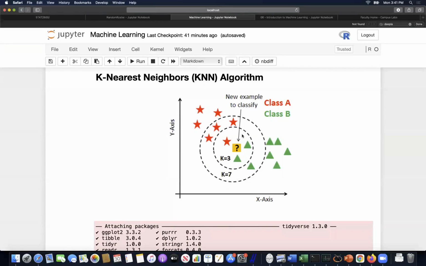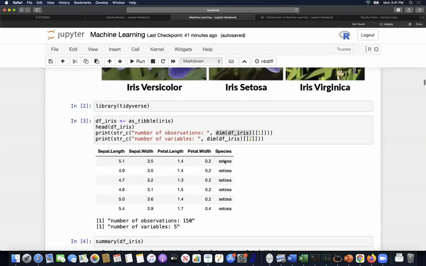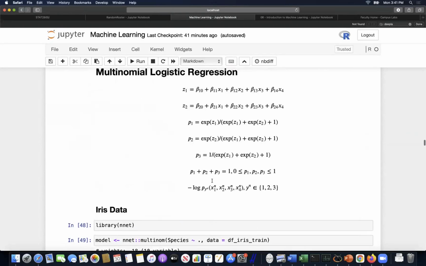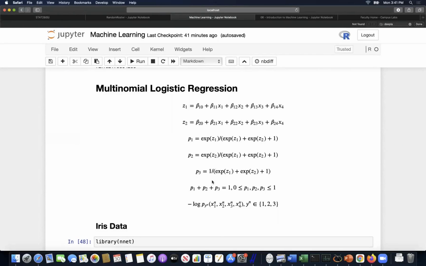So for k nearest neighbor, you have to carry your data with you all the time. For the regression model, you don't have to carry your data with you all the time because your data is now memorized in these parameters.